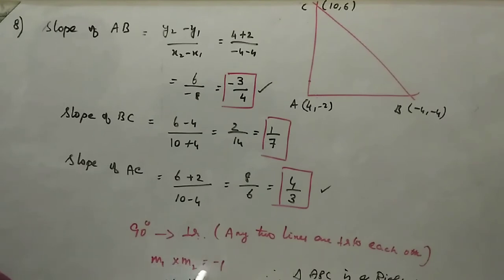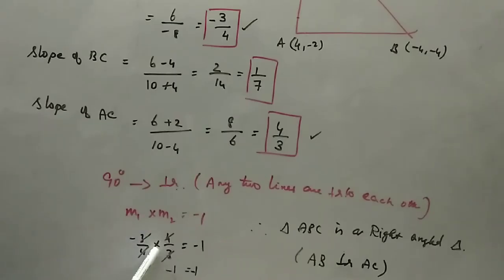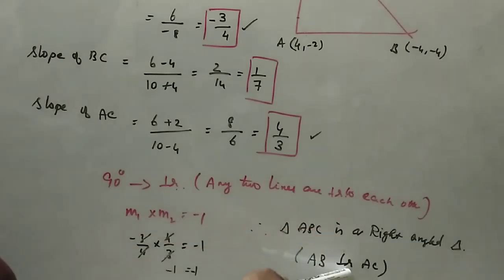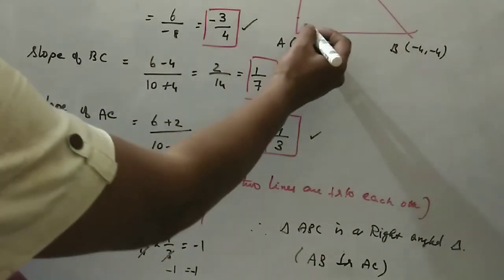M1 into M2 is equal to minus 1. So, minus 3 upon 4 into 4 upon 3, you will get minus 1. Left hand side is equal to right hand side. Therefore, triangle ABC is a right angle triangle. AB perpendicular to AC.